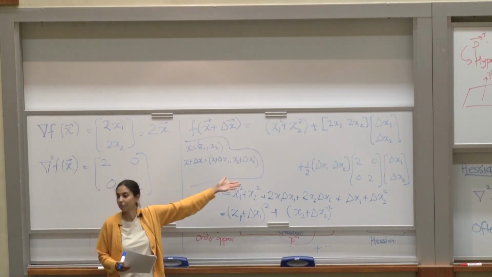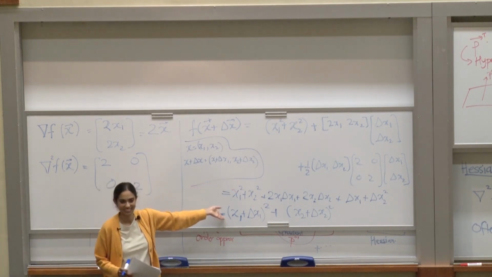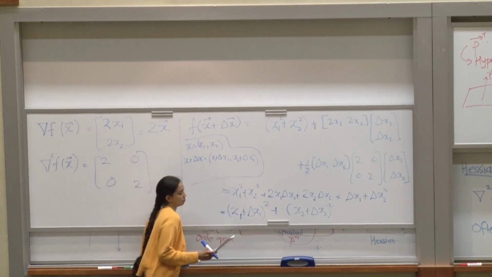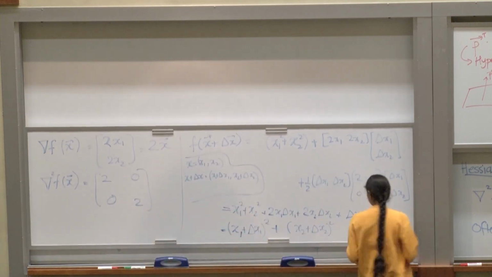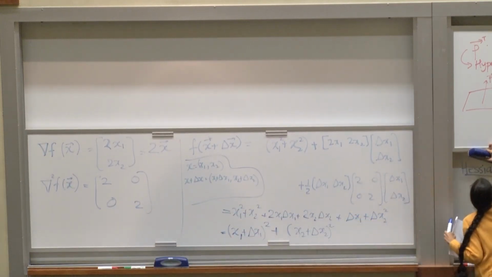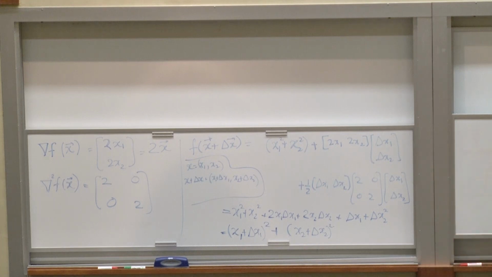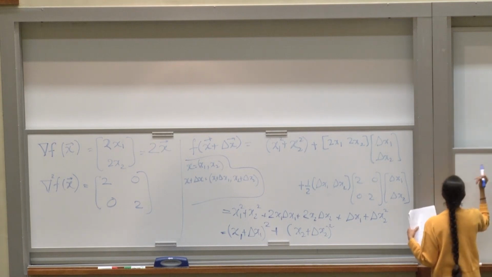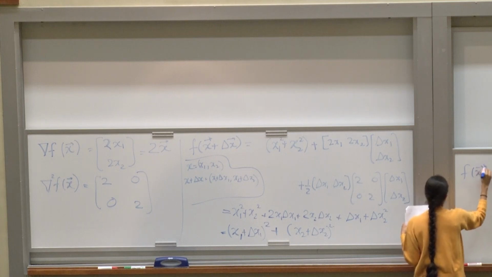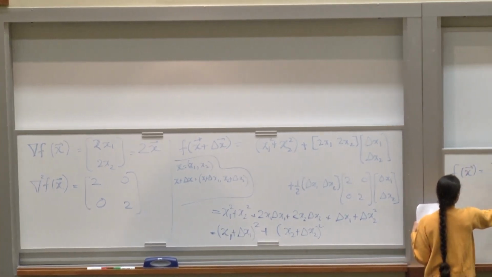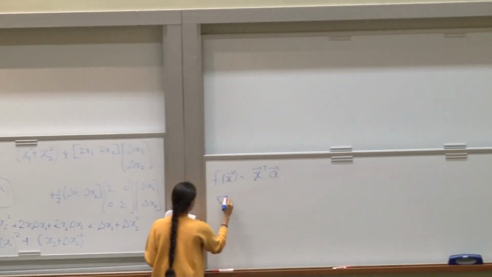Don't forget the half, right? If I'd forgotten the half, this wouldn't have worked. So make sure you remember all of these constants. Okay, good. Next example. Consider f of x equal to x transpose A. What is the gradient of f?